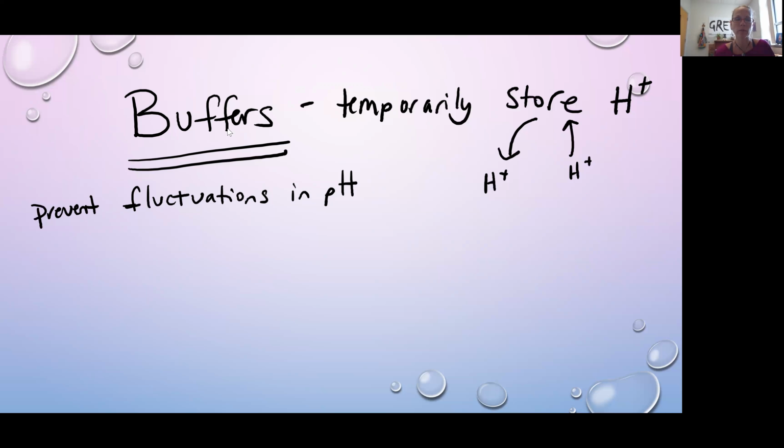These buffers are going to prevent very big fluctuations in pH from happening, because if you have a chemical reaction that releases a lot of H+, your buffer can just hold on to that. Or if you have a chemical reaction that releases a lot of hydroxide ion, you can release the H+, and then use that to create water.